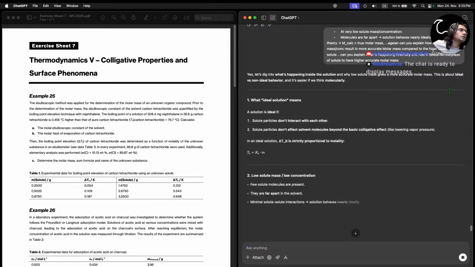This is about ideal versus non-ideal behavior. It's easier if we think molecularly. What does ideal solution mean? An ideal solution is one where solute particles don't interact with each other or with solvent molecules beyond the basic colligative effects, like lowering vapor pressure. In an ideal solution, delta Tb is strictly proportional to molality.